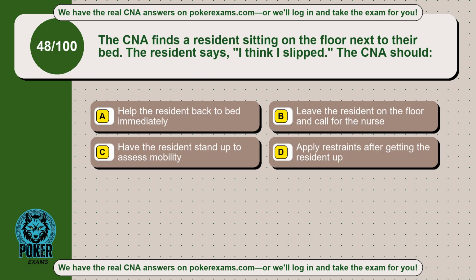Question 48. The CNA finds a resident sitting on the floor next to their bed. The resident says, "I think I slipped." The CNA should: Option A. Help the resident back to bed immediately. Option B. Leave the resident on the floor and call for the nurse. Option C. Have the resident stand up to assess mobility. Option D. Apply restraints after getting the resident up.